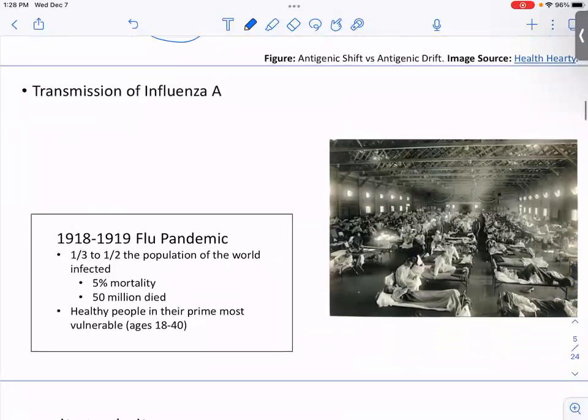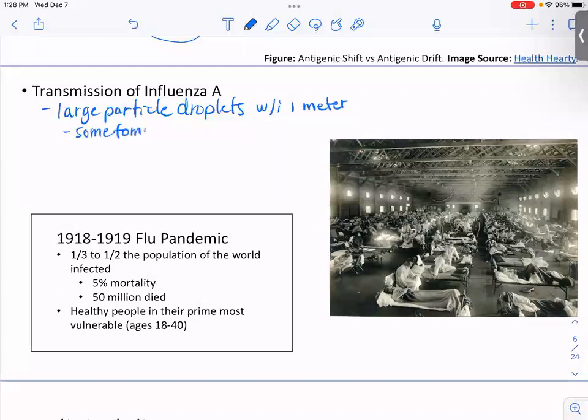Transmission of influenza A, you can probably guess at that, large particle droplets. So most commonly, sneezing, coughing, close contact, within 1 meter. It has the potential to be airborne, but not over great distances. Some fomite transmission on some inanimate object, it probably would be viable for about 1 day on a doorknob or a computer keyboard, something like that, which is kind of a long time for a membrane-bound virus.